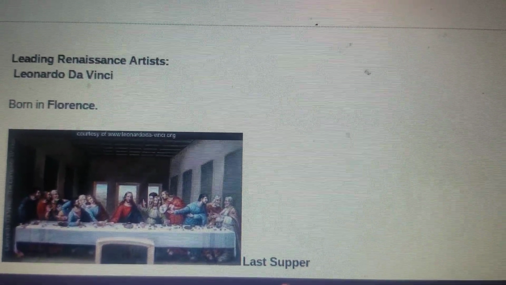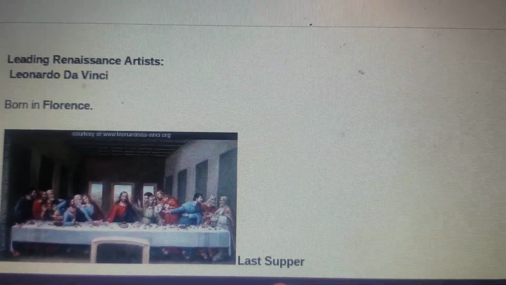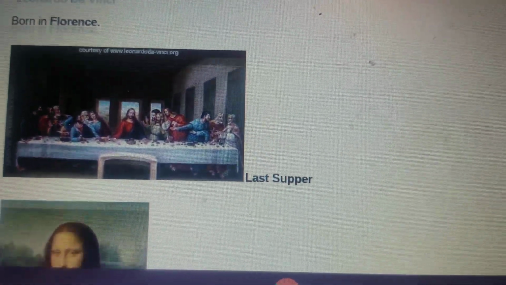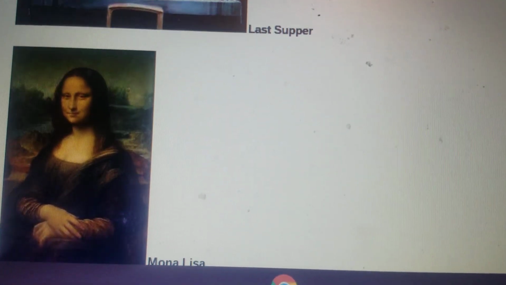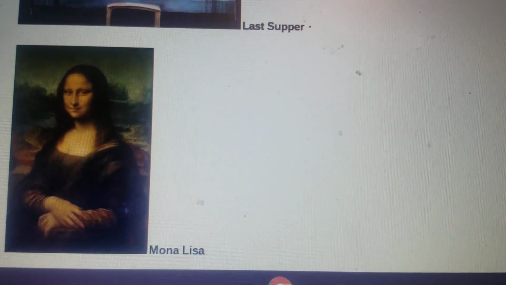Leonardo da Vinci was born in Florence, and right here is the painting of the Last Supper and the Mona Lisa, two of his most famous paintings.